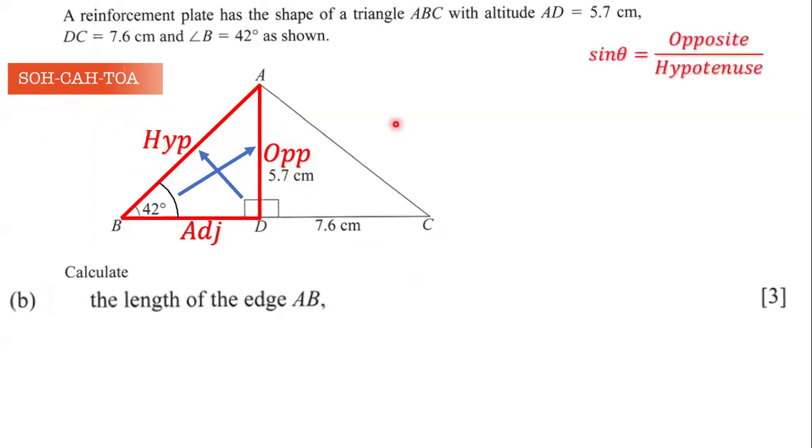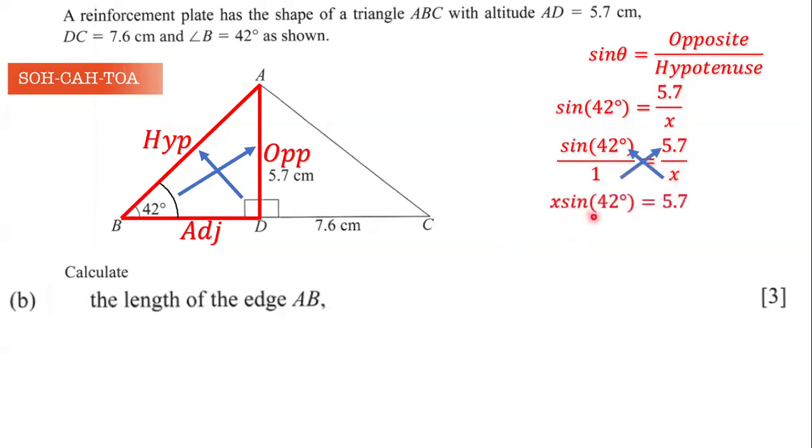And so we have sine of theta is equal to the opposite over the hypotenuse, where the opposite is 5.7. The hypotenuse is unknown, so we call that x. And theta is 42 degrees, just like it is here. And so we're going to put sine of 42 over 1, and this is going to be equal to 5.7 over x. We do that so that we can cross multiply. So we have x times sine of 42, and 1 times 5.7, which is 5.7. Next, we are going to divide both sides by sine of 42, and so this is going to cancel with this.